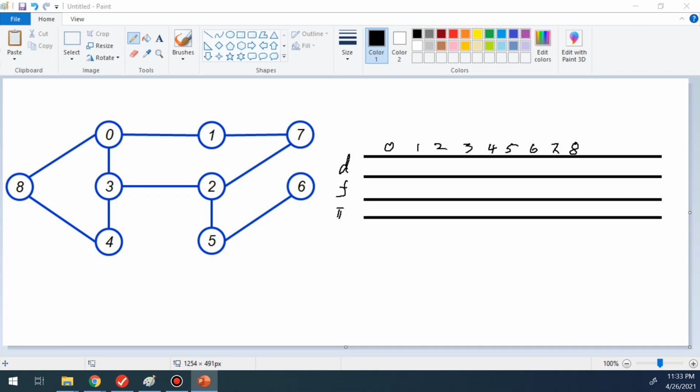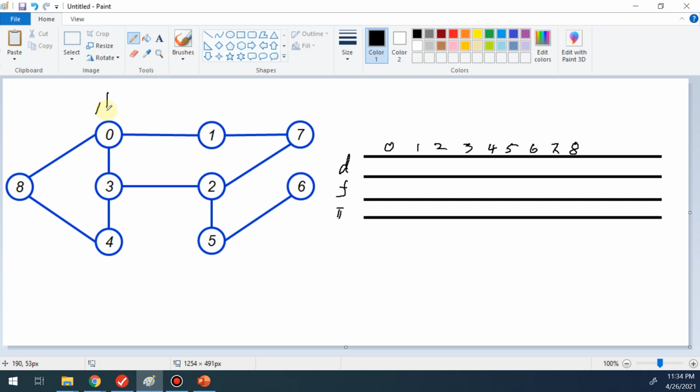For each node, I'm going to use two values to show the start time and the end time. But in the algorithm, we are using D and F. D is for the discovery time and F is for the finishing time. But anyhow, let's do the easy way of using our pen first, and then I'm going to fill in all those values. For 0, we are going to start from time 1.